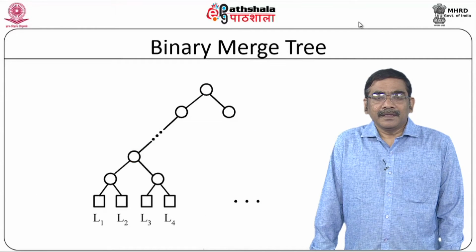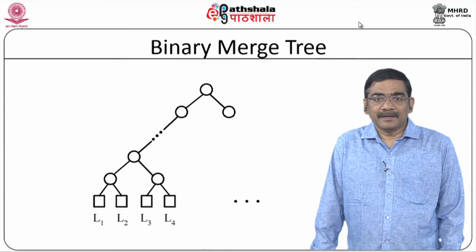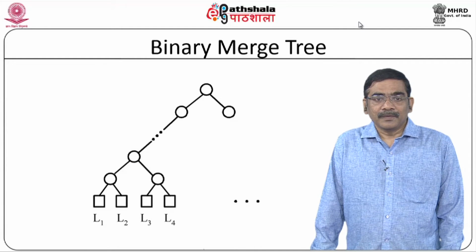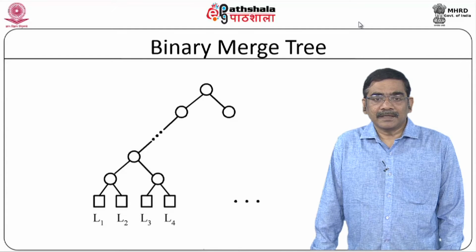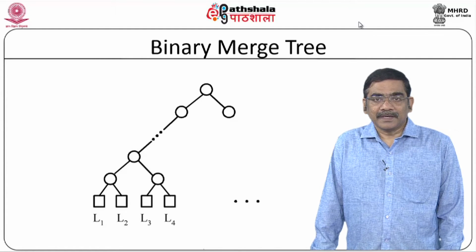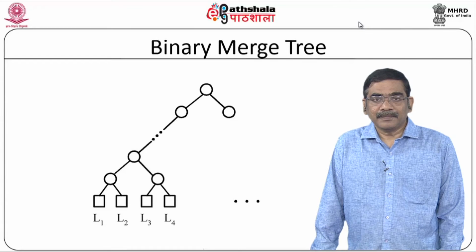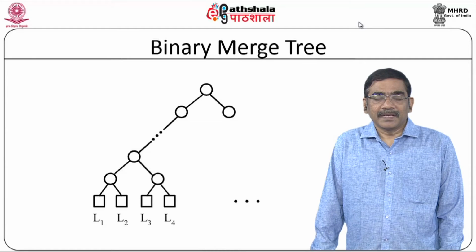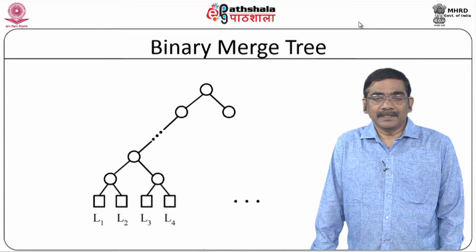The tree is going to appear like this, where you can see external nodes represented by squares that represent entities like files, and every internal node is shown as a small circle that represents the sum of the sizes of the files that are merged. This tree is called the binary merge tree.